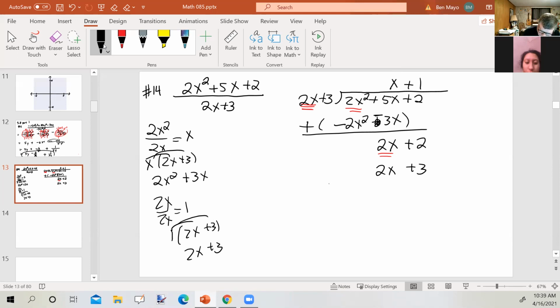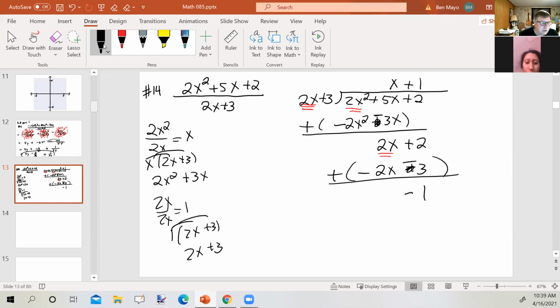Then we're going to subtract that quantity from what's up above, change it to addition of the opposite, and add up the columns. 2x plus negative 2x is 0. 2 plus negative 3 is negative 1.